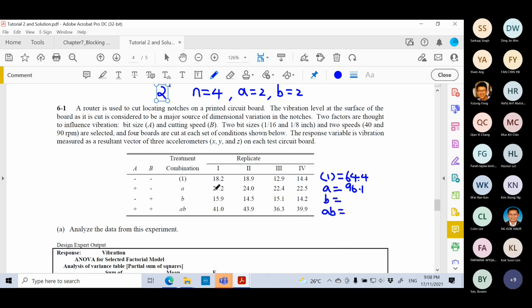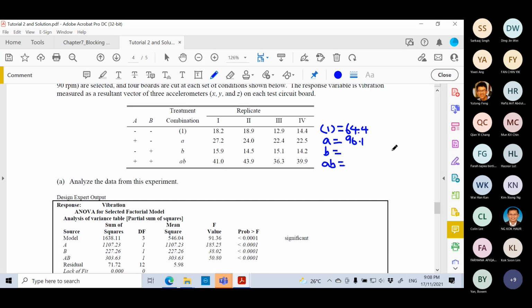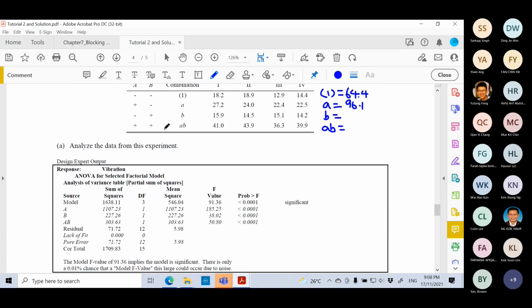Okay, you can calculate out. What you need to know is a total. So once you get your total, you can form the plus minus table to find out the contrast. From the contrast, you can calculate the sum of squares for factors A, B, and AB.